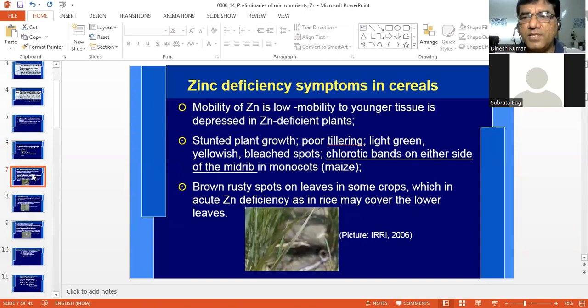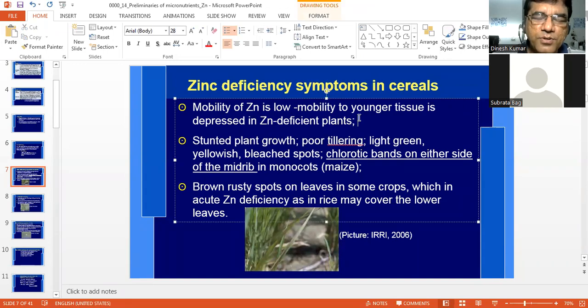Now, zinc deficiency symptoms in cereals, because the requirement of zinc is more in cereals and they are not very efficient users of zinc also. The mobility of zinc is low. Low mobility to younger tissues is depressed in zinc deficient soils. Therefore, younger tissues will show deficiency first and then the middle area. Symptoms are stunted plant growth, poor tillering, light green, yellow bleached spots, chlorotic bands on either side of the midrib in monocots like maize, and brown rusty spots. This is important. Brown rusty spots on leaves in some crops, in acute zinc deficiency as in rice, may cover the lower leaves. So it can cover the whole plant system when zinc is deficient.